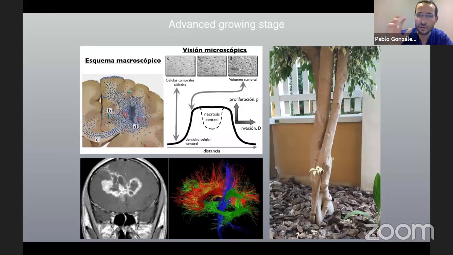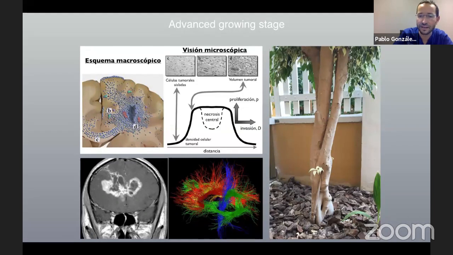An advanced growing stage of these tumors. At this stage, this was my old garden in my house. I placed this small stick. So this tree, when it was very small, I was trying to guide it. So the tree was growing through that stick. But there was a stage, in an advanced growing stage, in which the tree completely destroyed the stick. This is what's happening with high-grade gliomas.